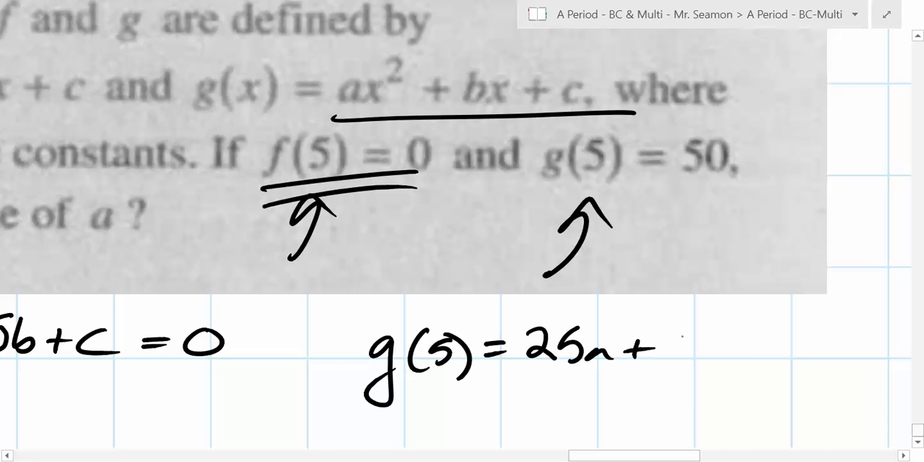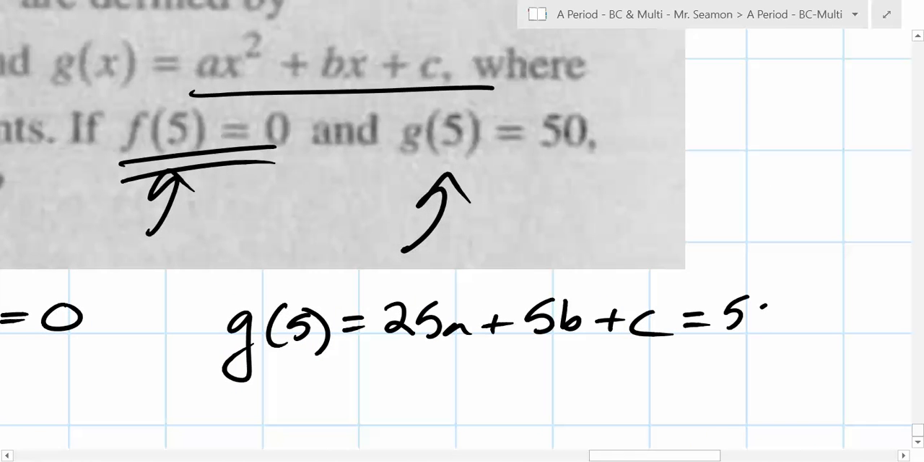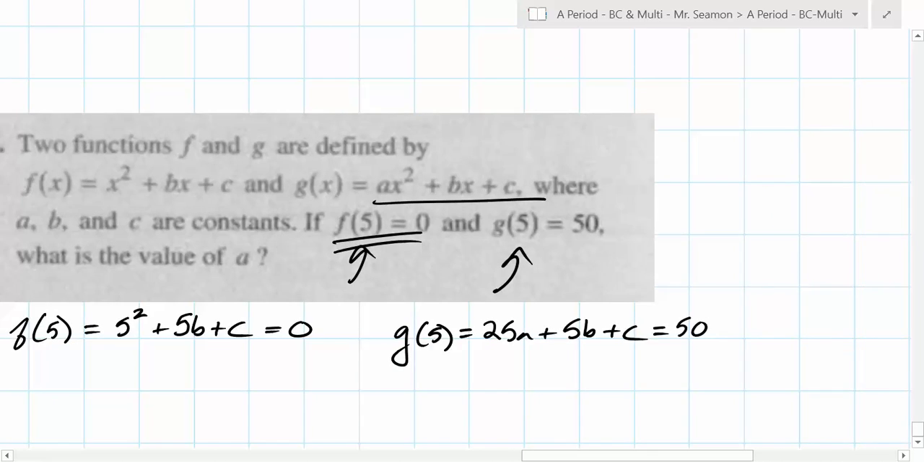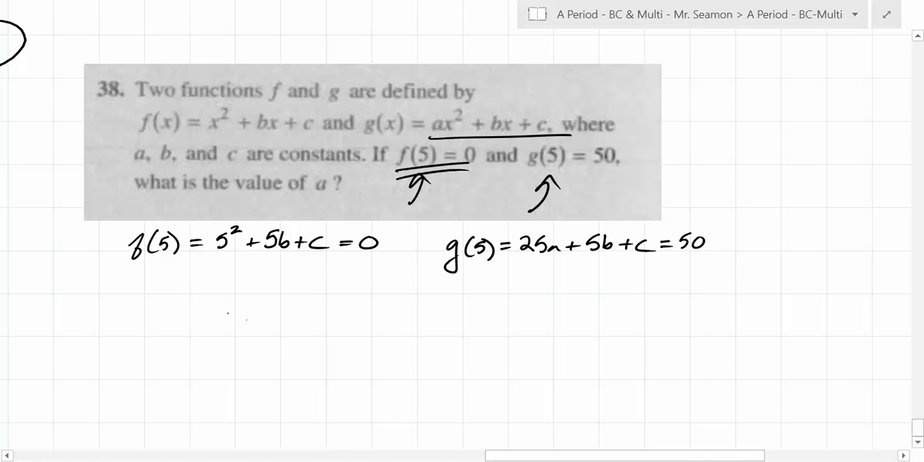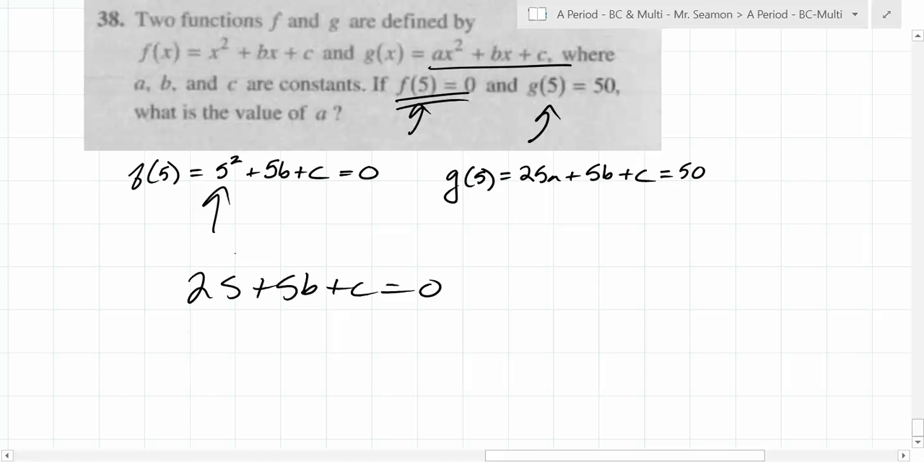25a plus 5b plus c. But what do you know that equals? That equals 50. So here's the thing. You're trying to solve for a, correct? But how many variables do we currently have? We have 25a plus 5b plus c is equal to 0. But what else do we have? 25a plus 5b plus c is equal to what? 50. The challenge is you have 3 variables but only 2 equations, so you think to yourself, man, I'm stuck.